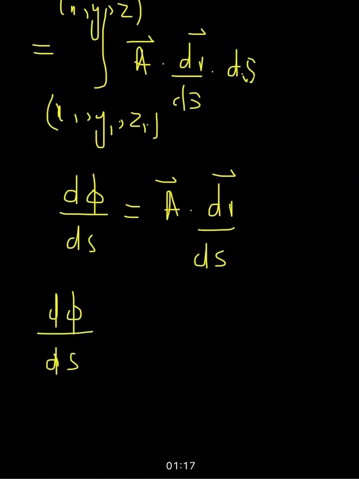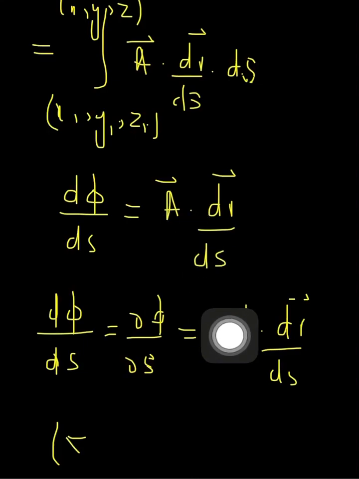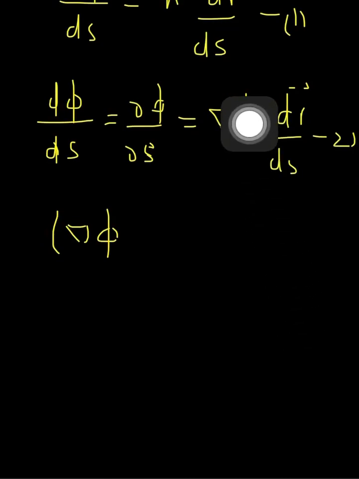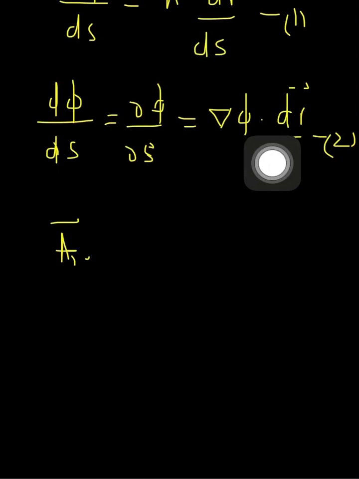Now the further step is, as we know that A is equal to del phi, putting that value of A here, that means del phi dot dr over ds. Now further, what we have to do is compare these two equations, equation 1 and equation 2.